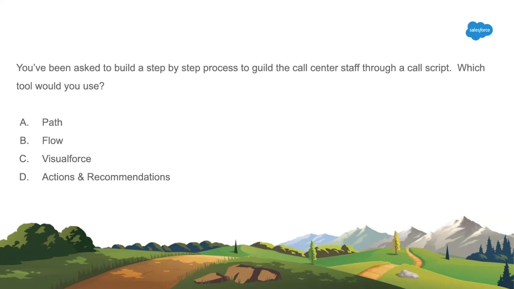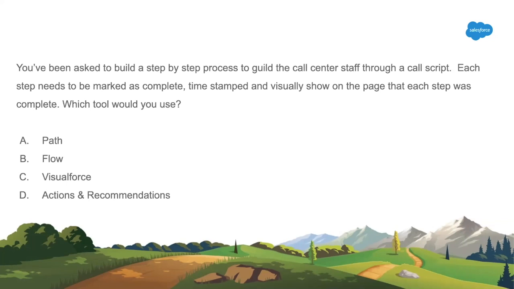You've been asked to build a step-by-step process to guide the call center staff through a call script. Which tool would you use? B, Flow. Very good. Anybody else want to argue that one? All right, Flow is the answer.